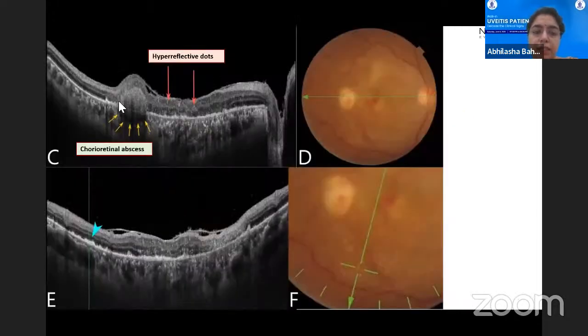Now, Aspergillus has a very high affinity for the RPE because of its high oxygen content. And here you see the outer retinal hyperreflectivity, and there is a well-defined bowl-shaped area of hyporeflectivity in the choroid. So this is probably a chorioretinal abscess.